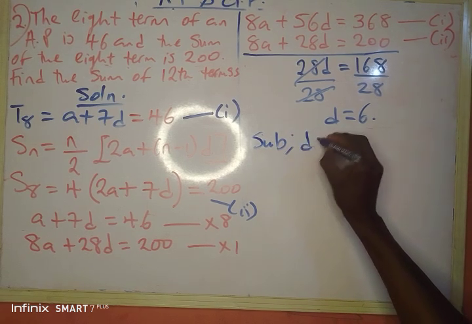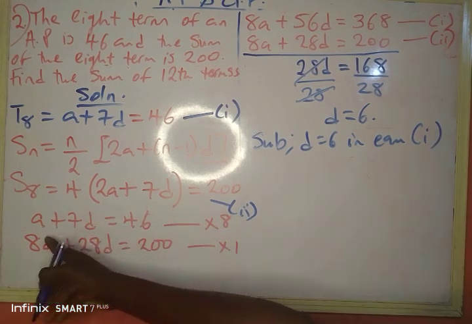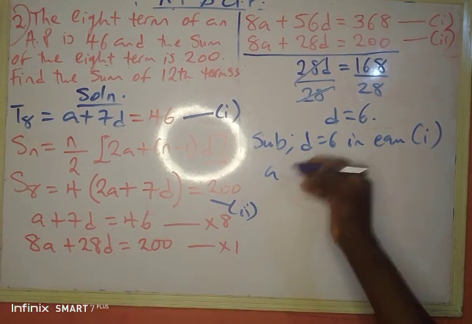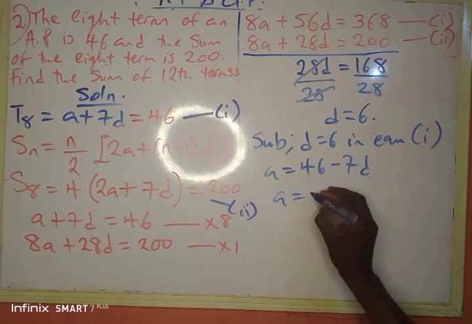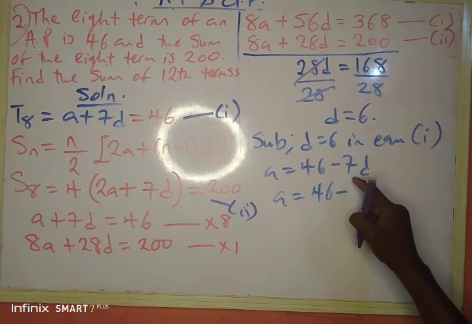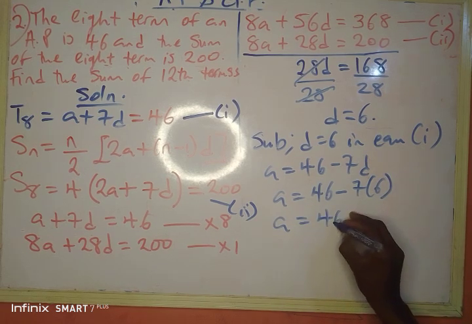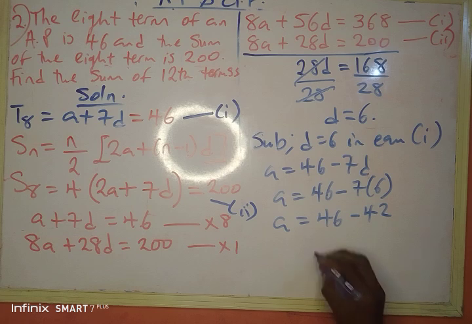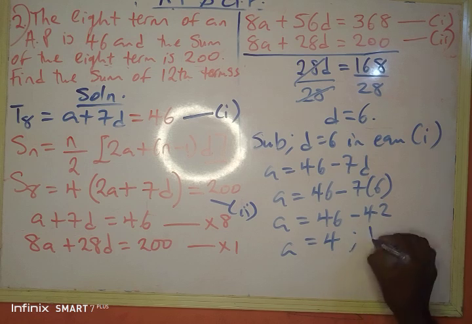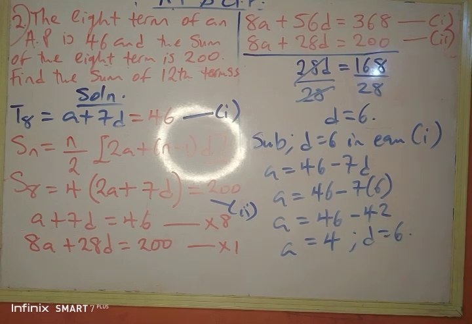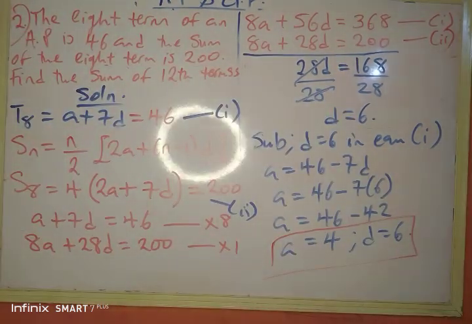Now substitute d equals 6 in equation 1. Come back to this place, this is the simplest equation. We say a plus 7d equals 46. That means a equals 46 minus 7d, that's 7 times 6. Then a equals 46 minus 42. Yeah, 42. This minus this is then 4. So a equals 4, then d equals 6. Now from this information, this question is very, very simple. You have killed the question.